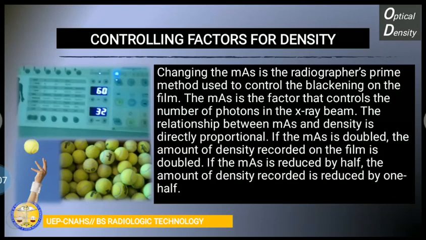Changing the mAs in the radiograph is the radiographer's prime method used to control the blackening on the film. The mAs is the factor that controls the number of photons in the X-ray beam. The relationship between mAs and density is directly proportional, which means if the mAs is doubled, the amount of density recorded on the film is also doubled. If the mAs is reduced by 1/2, the amount of density recorded is reduced by 1/2.